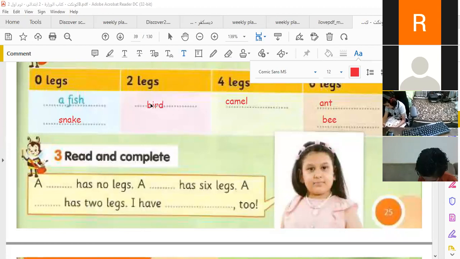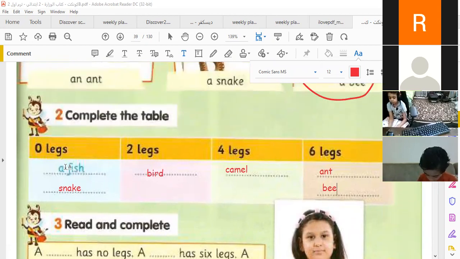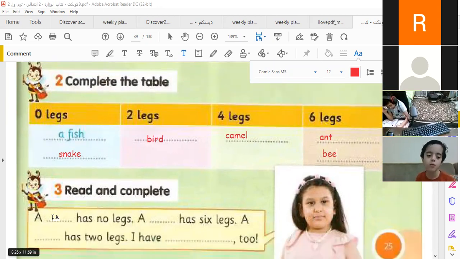Yusuf Haytham. Yes. How are you, Yusuf? I am okay. Okay. Exercise number three, Yusuf. Ant has no legs. Has no legs. Yes. Which animal? Look here, Yusuf. Here are the animals that have zero legs. We have fish and we have a snake. Which one should we write here? Fish. Excellent, Yusuf. Well done.